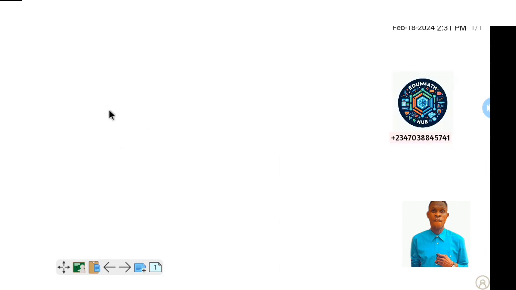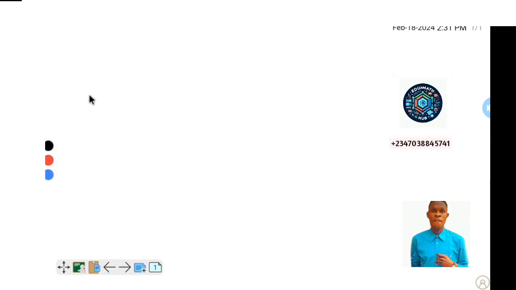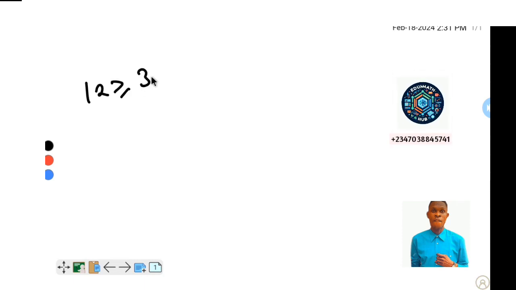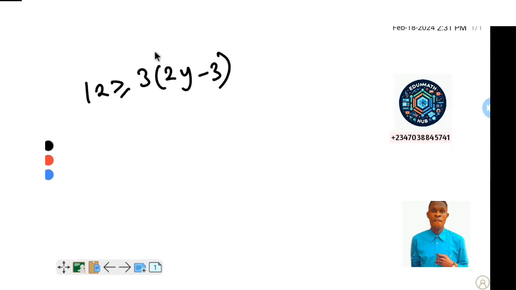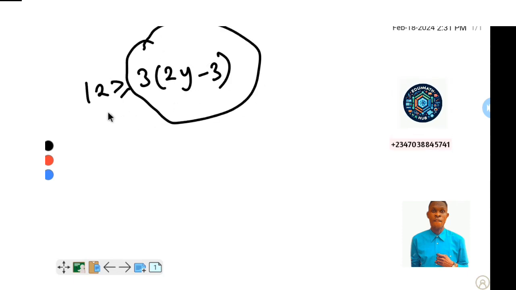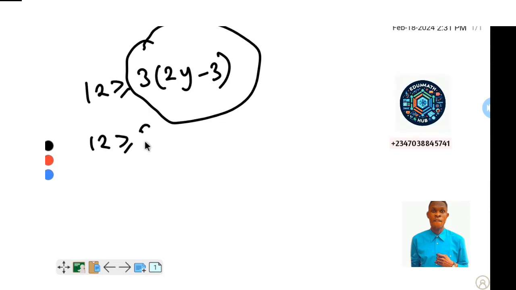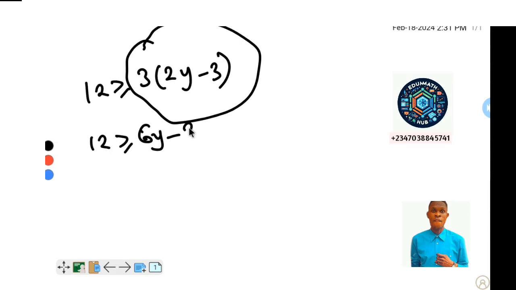The last one goes like this. You have 12 greater than or equals to 3 into 2y minus 3. So let's quickly solve this. You have to expand this part. Okay, so you have 12 greater than or equals to, you have 3 times 2, that will give you 6y minus, this minus is this minus. Okay, 3 times 3, you have 9.